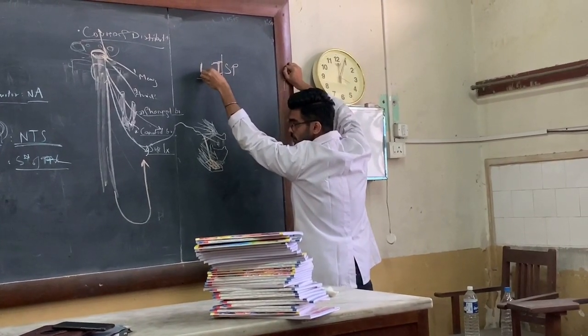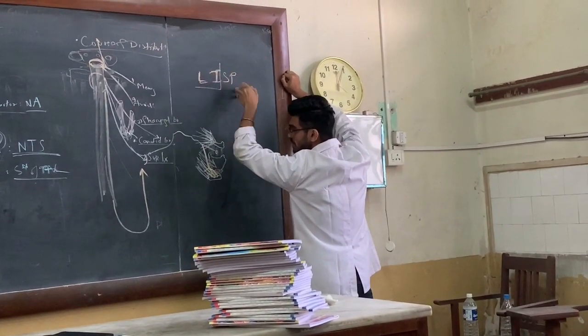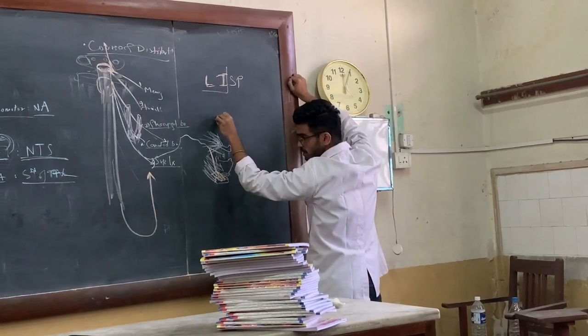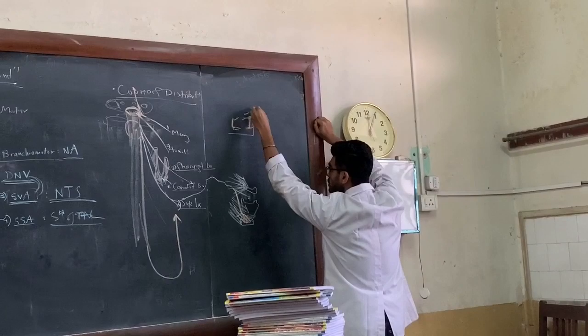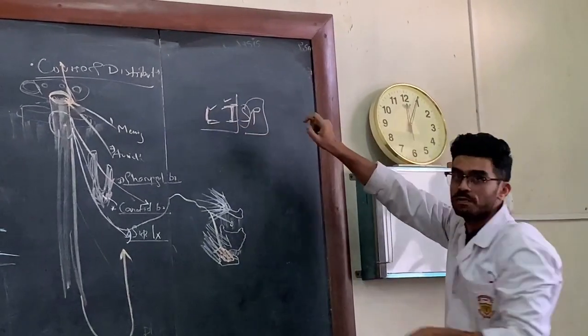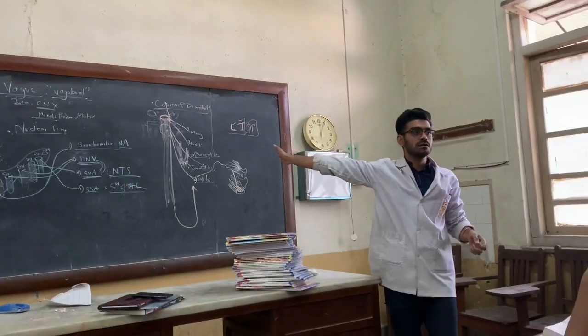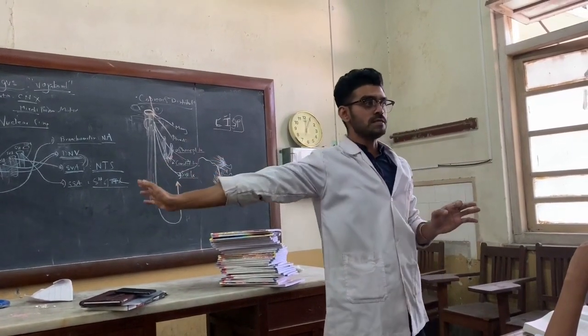Each vagus has 2 cardiac branches, superior and inferior. What are we talking about? We're talking about the cardiac plexus. The left inferior supplies the superficial cardiac plexus, and all the others contribute to the deep plexus.